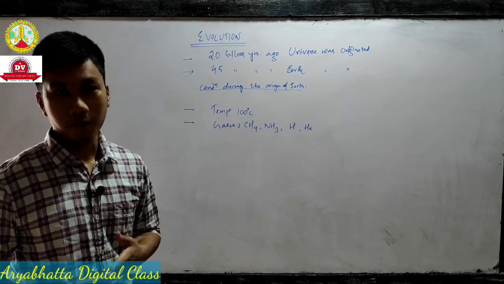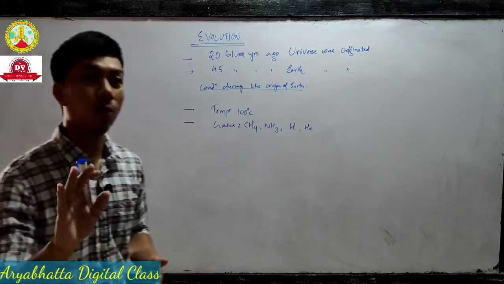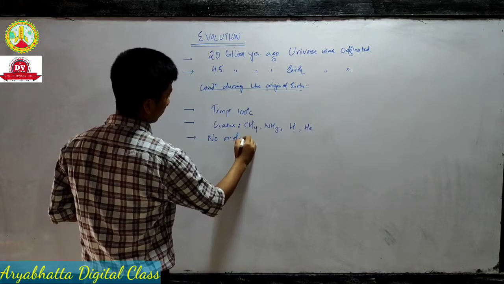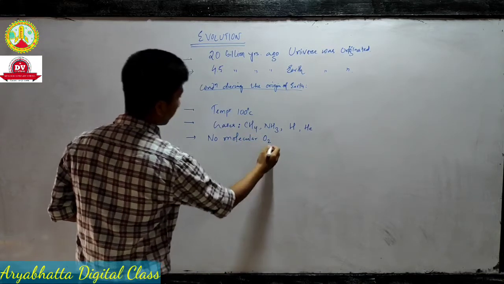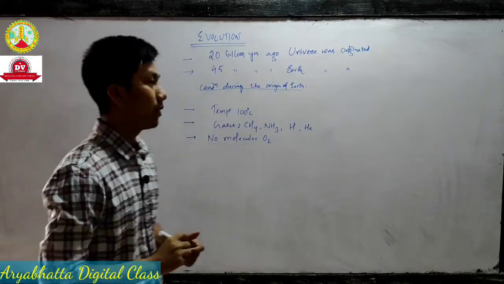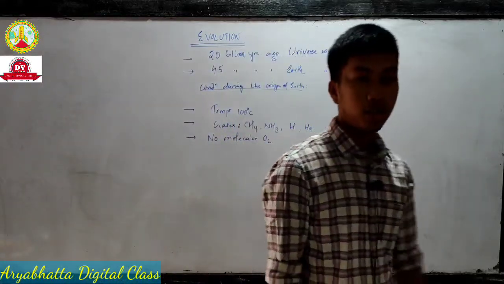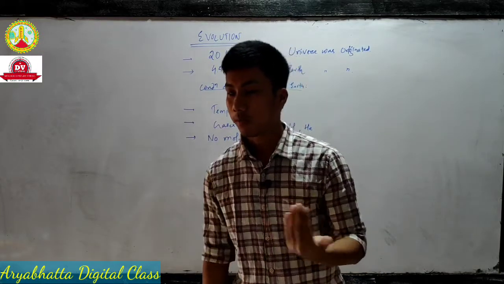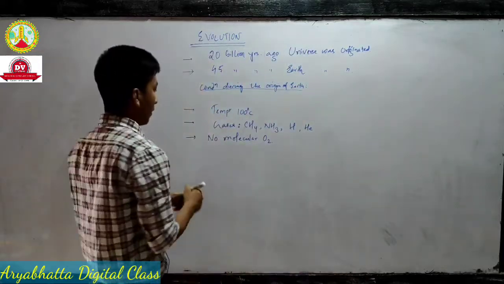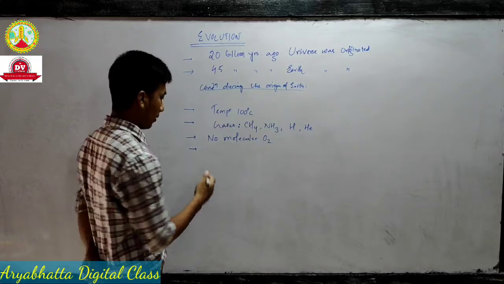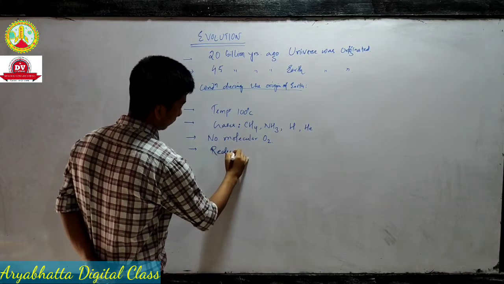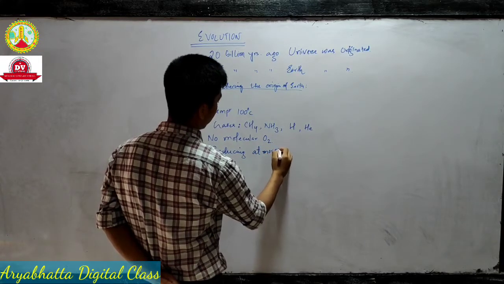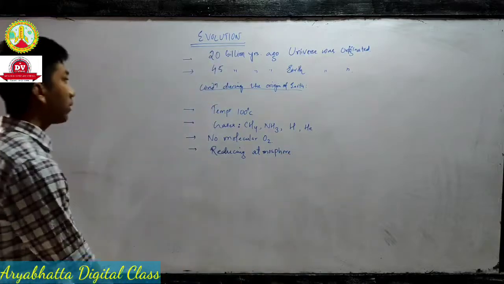But there was no molecular oxygen. There was no oxygen, that you need to remember. When Earth first originated, there was no molecular oxygen. The oxygen was later produced by living organisms, we are going to talk about that. And the atmosphere was a reducing atmosphere.